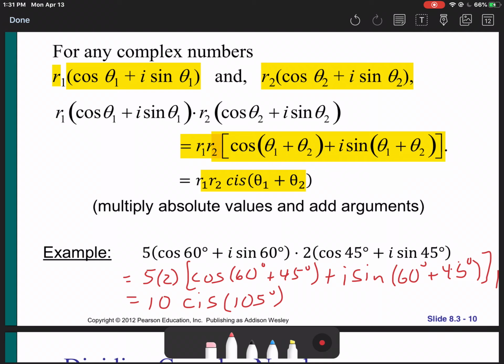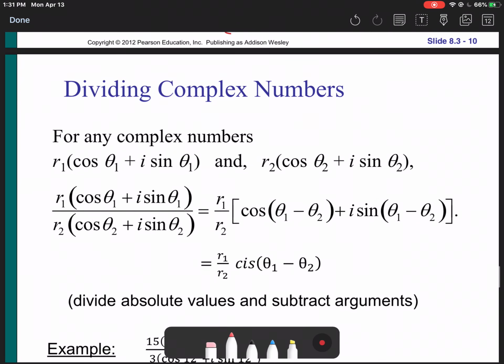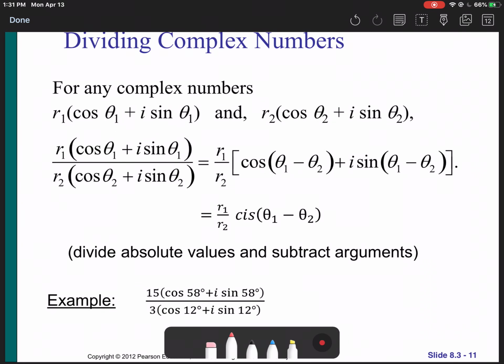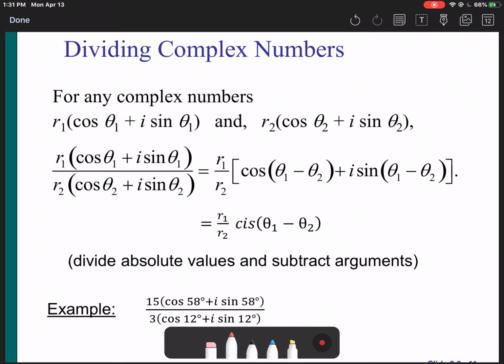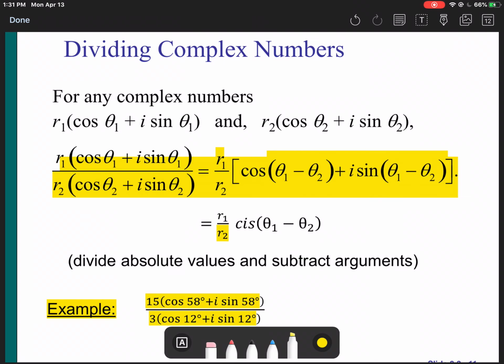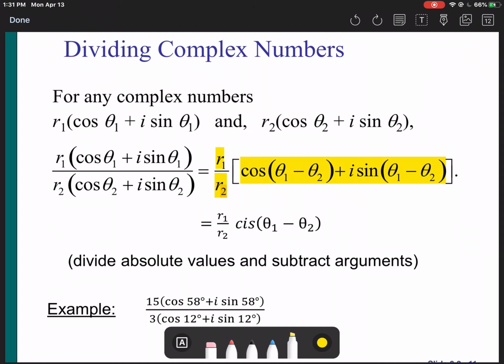All right. But like I said, we're not going to do a bunch with that. That's how that works. Division, basically the same. All right, so we're going to divide the r values, divide those absolute values, and then this time we'll subtract the angles. We'll subtract the arguments. Right? So simply divide our r values, r sub 1 divided by r sub 2. And then we've got the cosine plus I sine of the difference of the angles, the difference of the arguments. Right? So r sub 1 over r sub 2, cosine of theta 1 minus theta 2.